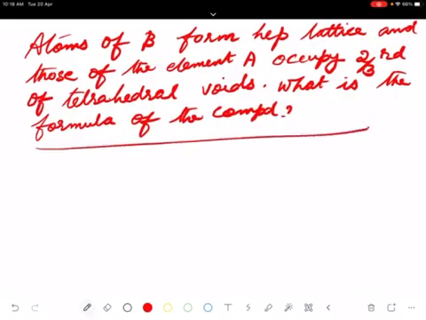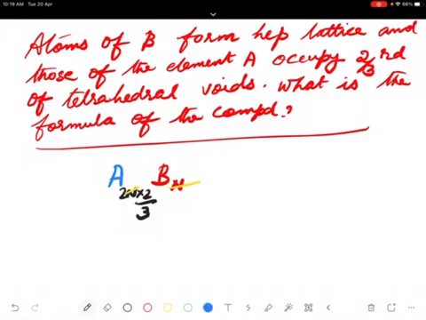Atoms of B form HCP lattice. Suppose there are N B atoms, and those of element A occupy 2/3 of the tetrahedral voids. For element A, there should be how many tetrahedral voids? 2N tetrahedral voids. But all tetrahedral voids are not filled. Only 2/3 of the tetrahedral voids are filled. So here N will get cancelled.